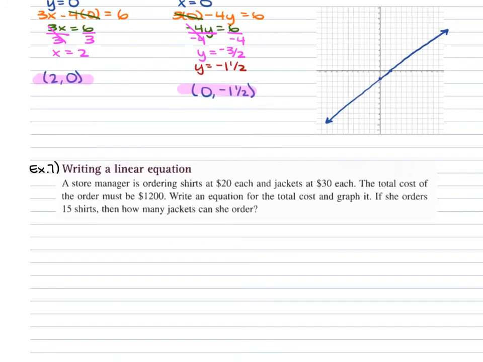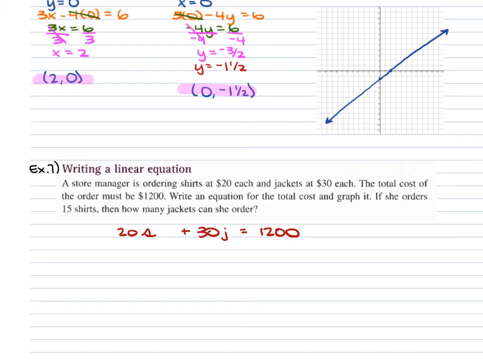Your last example tells us that a store manager is ordering shirts at $20 each and jackets at $30 each. So this can be represented as 20 times the amount of shirts, that's S, and 30 times the amount of jackets, so that's J. The total cost of the order is $1,200, so that's 20S plus 30J is equal to 1,200. We're writing an equation for the total cost and graphing it.